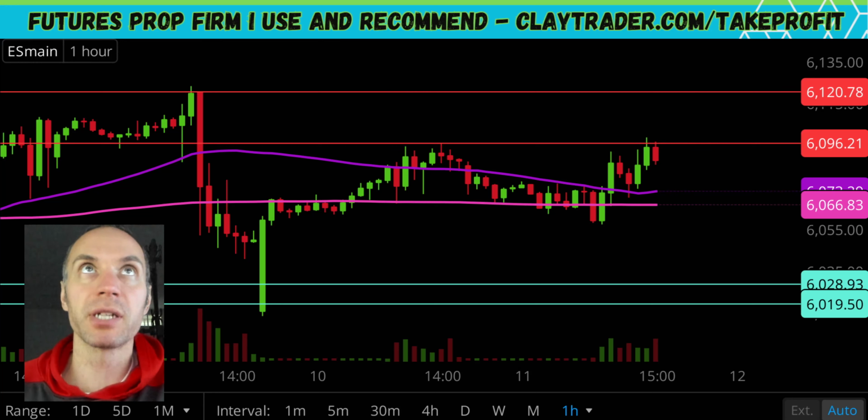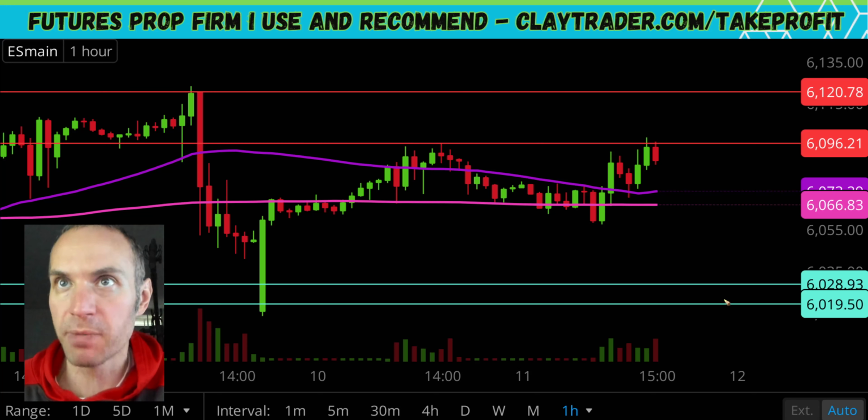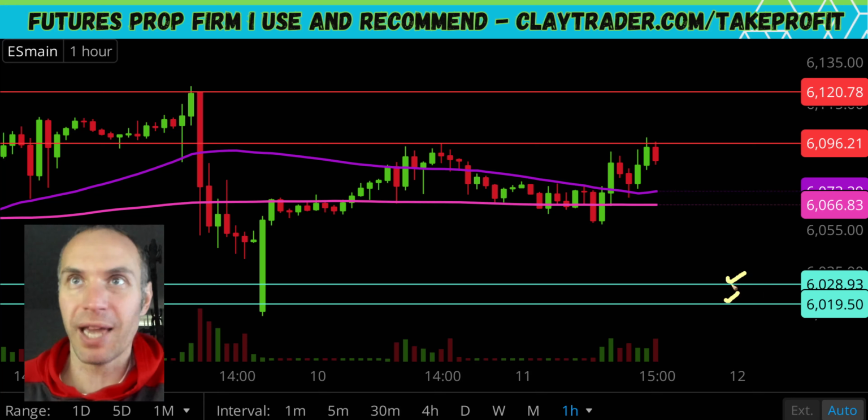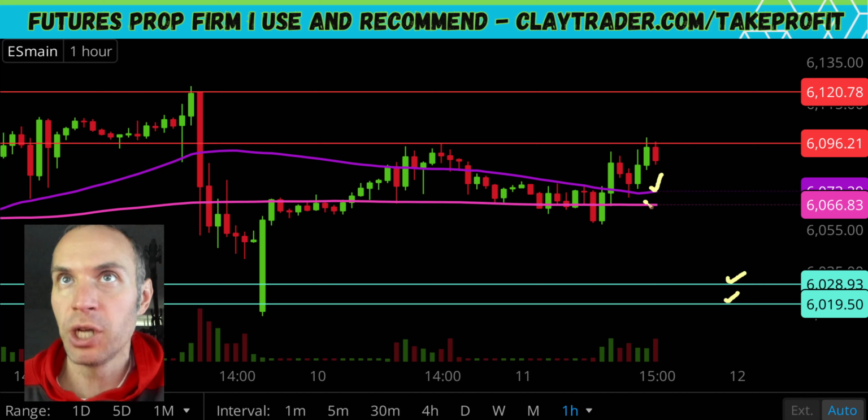In terms of areas of support, nothing has changed in terms of the overall support zone, which I've talked about in past videos down here. But yes, as of right now, this area is pretty irrelevant given the price is way up here. I would say the more relevant areas are definitely going to be those moving averages. Again, 50-period moving average and 200-period moving average. But keep an eye on that.